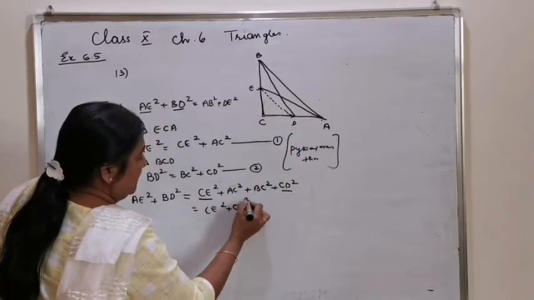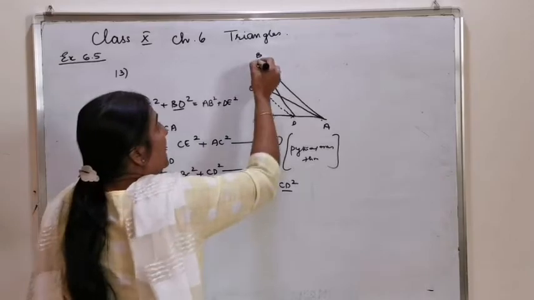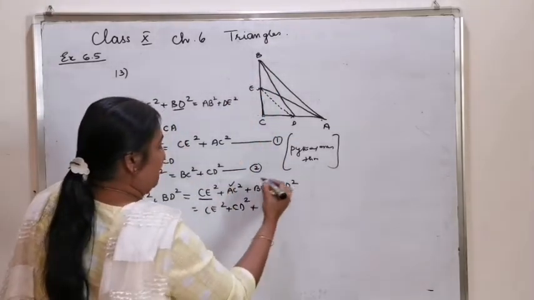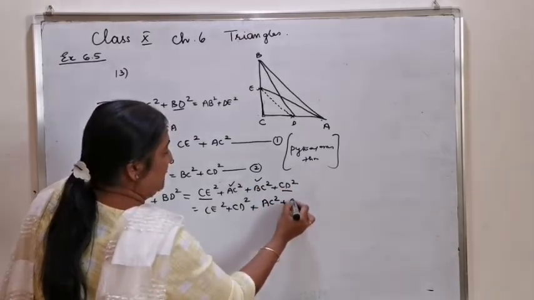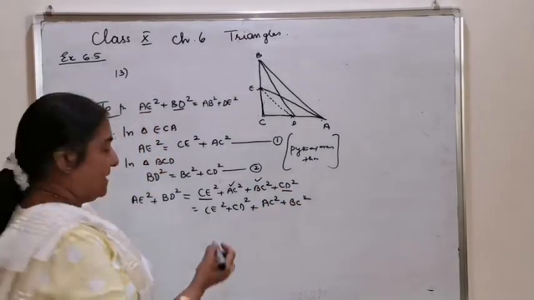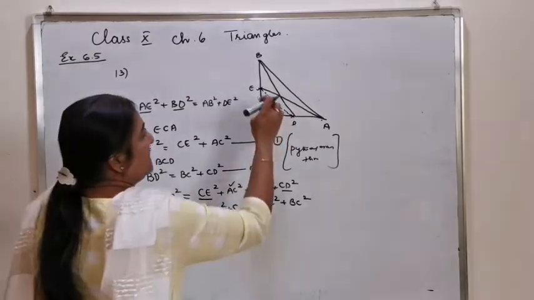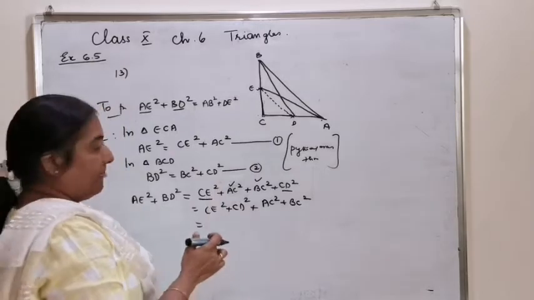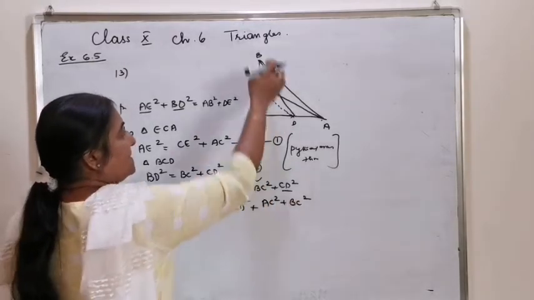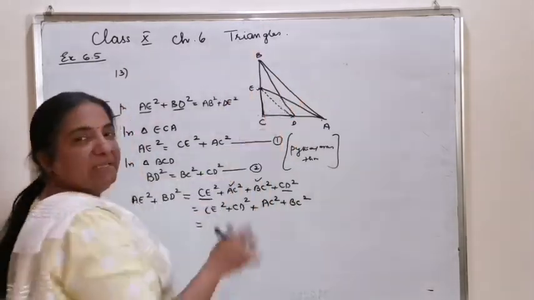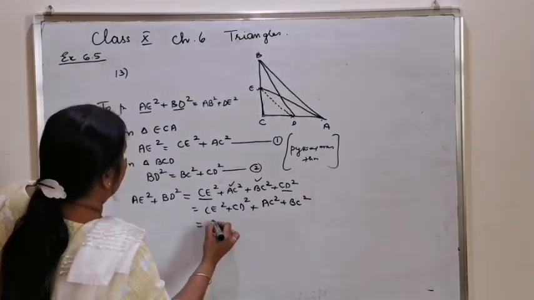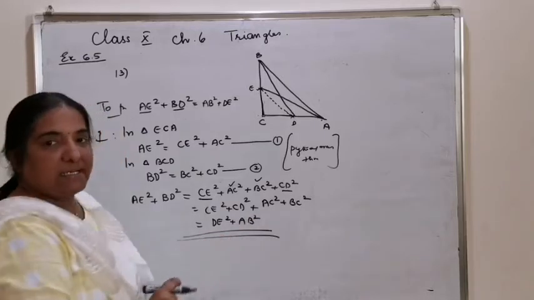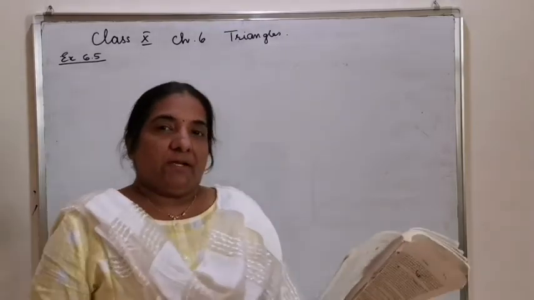So, we will write them together, and AC square plus BC square is giving you AB square. That is, once again, CE square plus CD square is giving you DE square in triangle ECD, and AC square plus BC square is giving you AB square in triangle BCA, which is equal to DE square plus AB square. The result is proved. Question number 14.